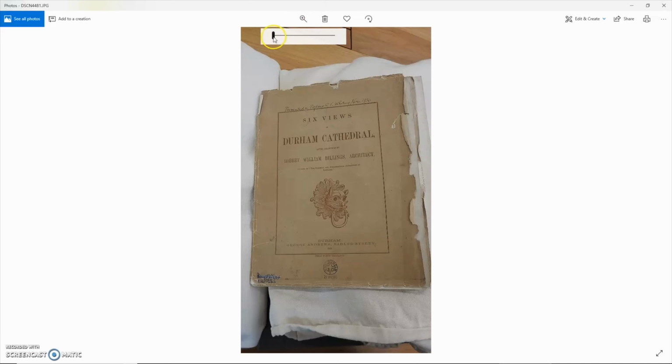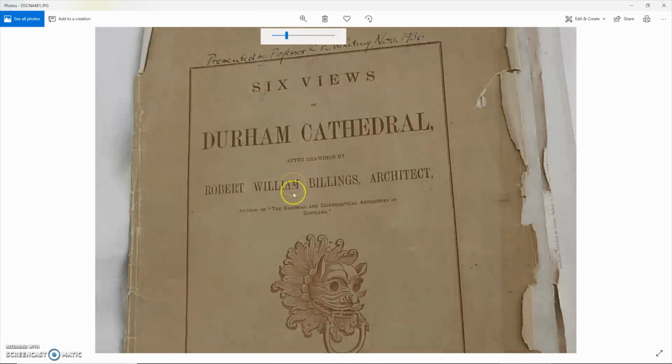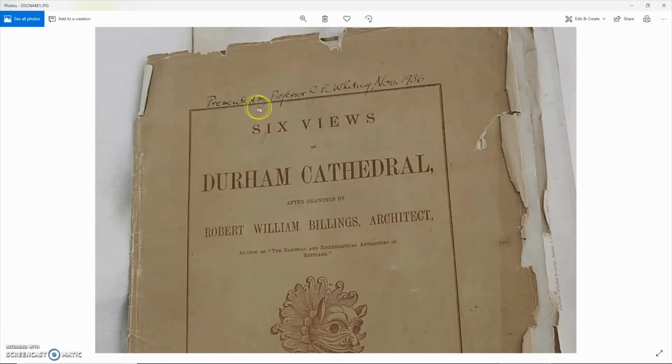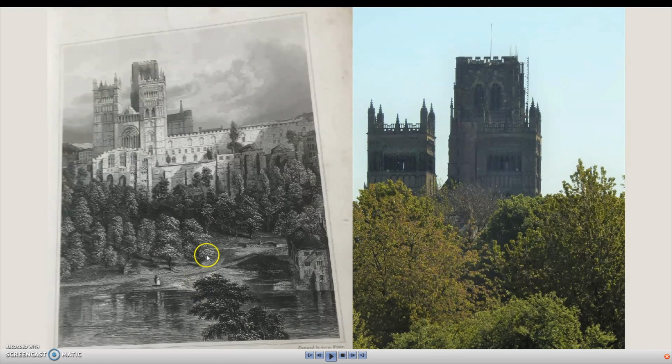Provenance on the cover, if we have another look, states presented by Professor C.E. Whiting, November 1936. The first plate is titled West View, drawn by Billings in 1846. This is a view from across the River Wear, looking towards the west window of the cathedral. The most obvious thing to see in this drawing is the fact that there is very little vegetation in the foreground, and most of the cathedral is in view.